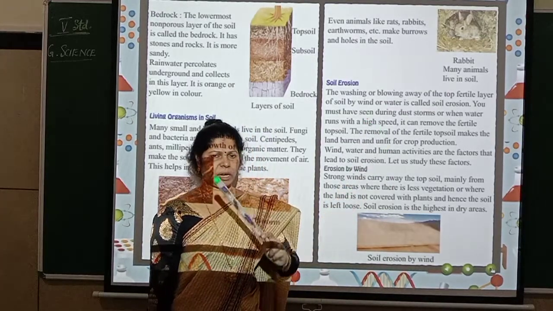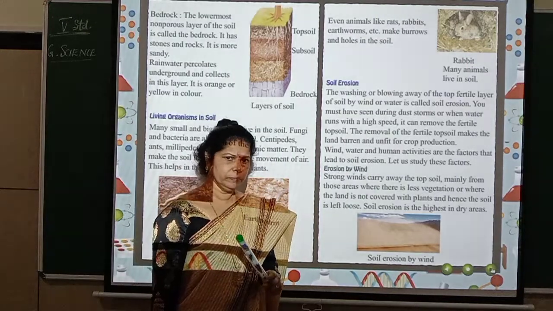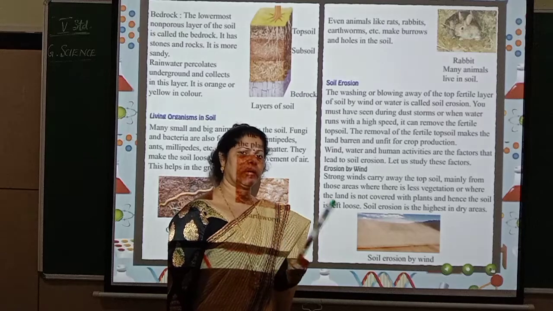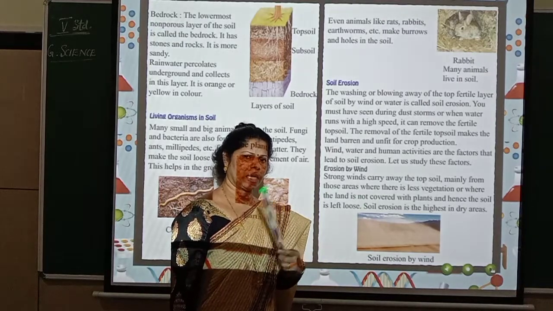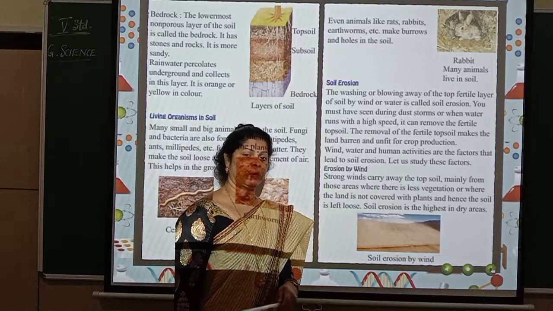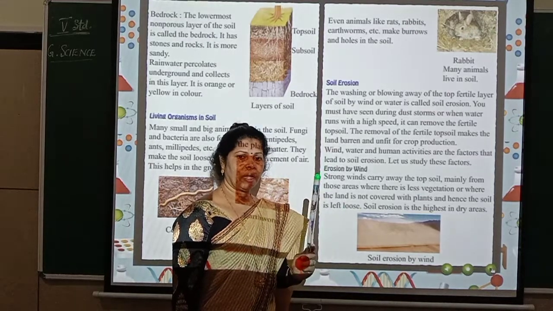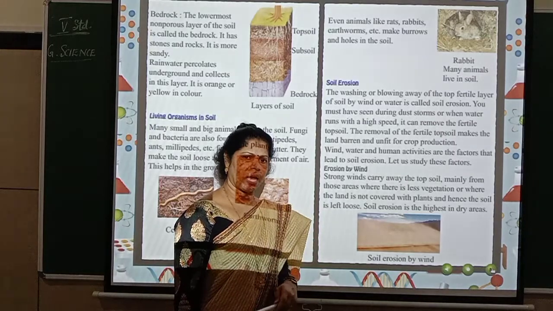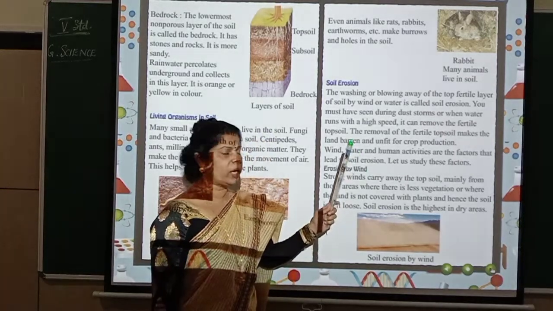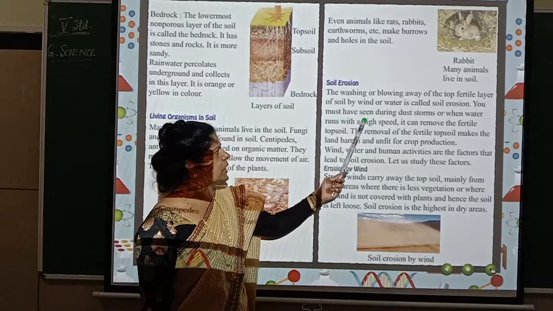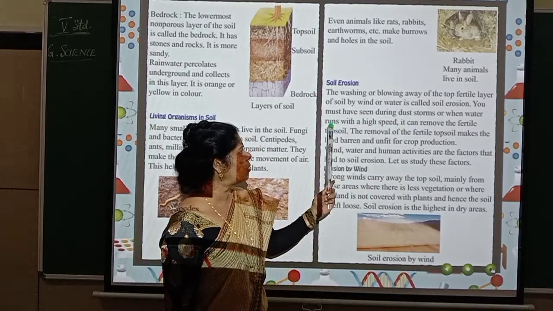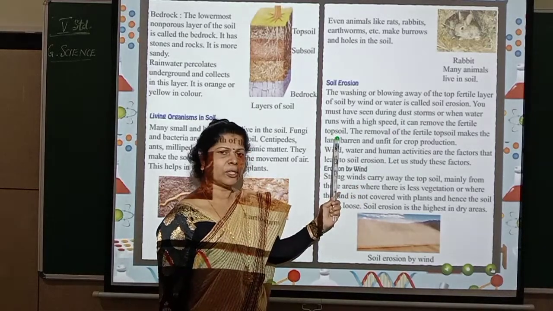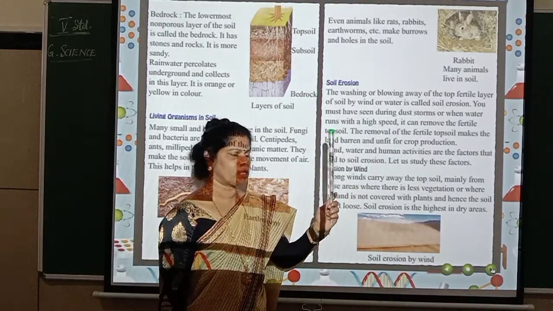Nowadays you are aware of floods and all those things. In so many places there was heavy rain, what happens? So many properties, vehicles and animals, even human beings were carried away. They were washed away. So when they are washed away, what about the topsoil? Topsoil also will be carried away, isn't it? So that is called soil erosion. You must have seen during dust storms or when water runs with a high speed, it can remove the fertile topsoil. So the topsoil will be washed away.